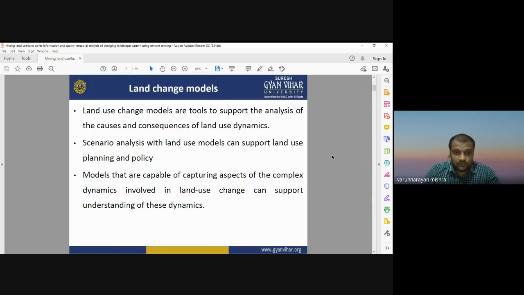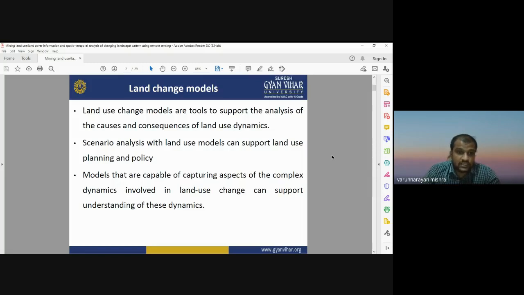of the causes of the landscape dynamics. Whatever the changes in the landscape, how many changes are there. So land change models are very useful. These are tools used to support the analysis of causes and consequences: what are the causes of that kind of dynamics in land use and land cover, and what will be the consequences of that dynamics.